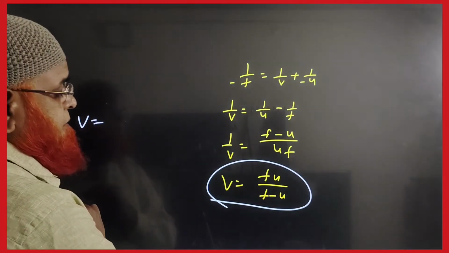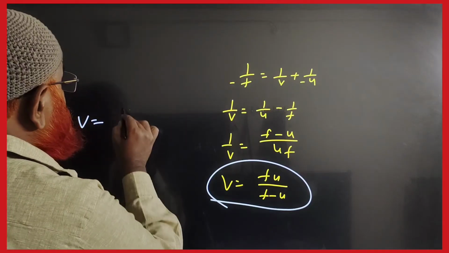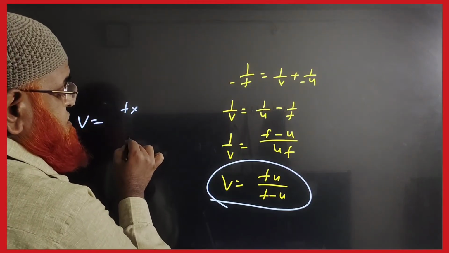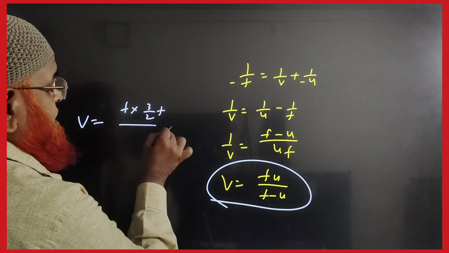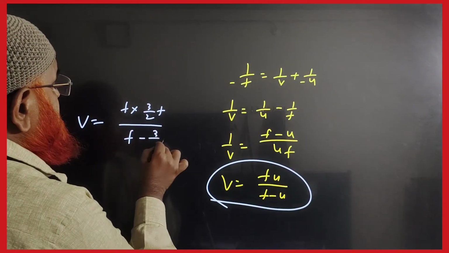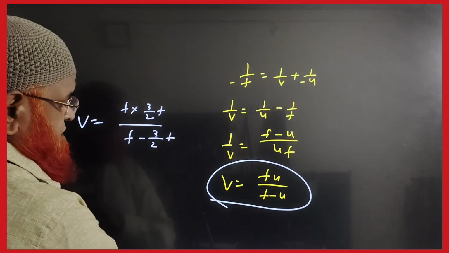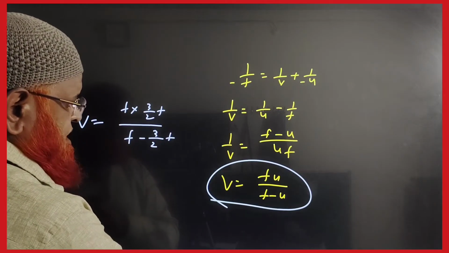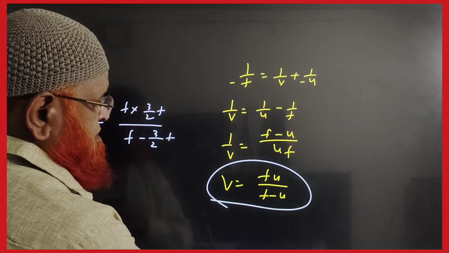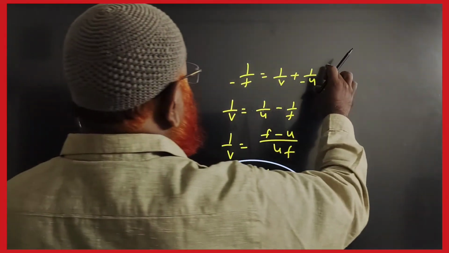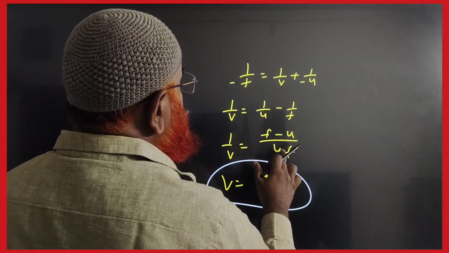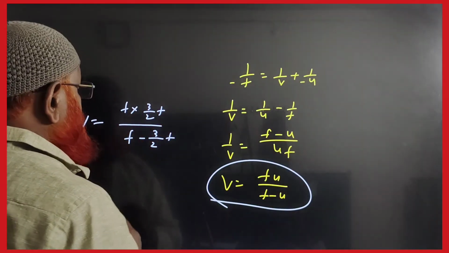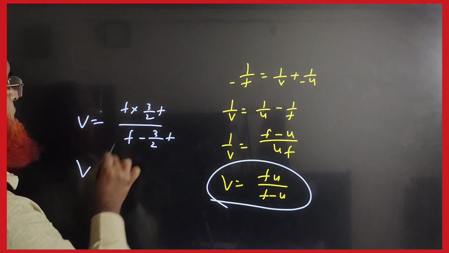What is the answer here? क्या रहा? f is nothing but f only. u is how much? 3 by 2 f. ठीक है? f minus 3 by 2 f, isn't it? ठीक है? So we're getting the answer directly. समझ में आ रही बात? So this is taken as here minus. These two are minus. uf, f minus. No problem. So directly you get the answer here.